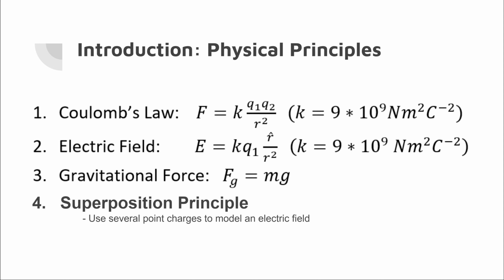The physical principles used in this lab will be Coulomb's law, electric field, gravitational force, Newton's second and third laws, which are a combination of Coulomb's law and gravitational force at equilibrium, which will allow us to calculate Q, and lastly, superposition principle, which is new from Lab 1, which allows us to create our line charge model. Superposition principle lets us use several point charges to model an electric field.